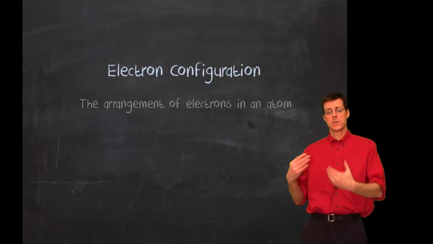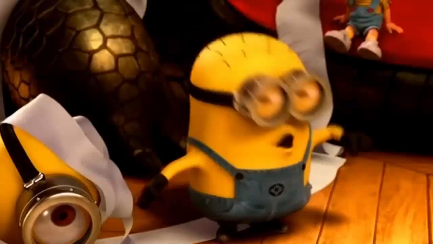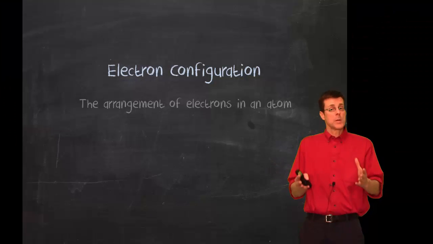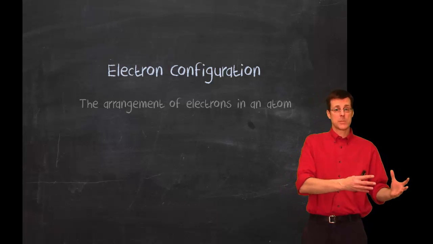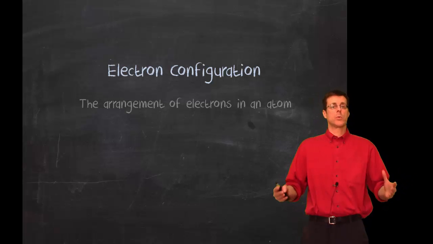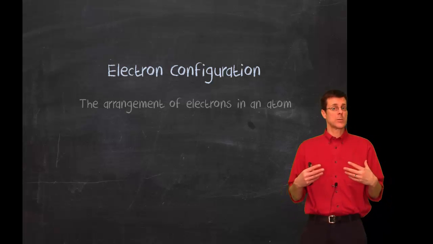Hi there. As you can see, today we're talking about electron configuration. Now, I know what you might be thinking. How can we come up with the arrangement of the electrons if the Heisenberg uncertainty principle says that we don't know where the electrons are? There's two parts to the answer. Number one is that we're still talking about probabilities.